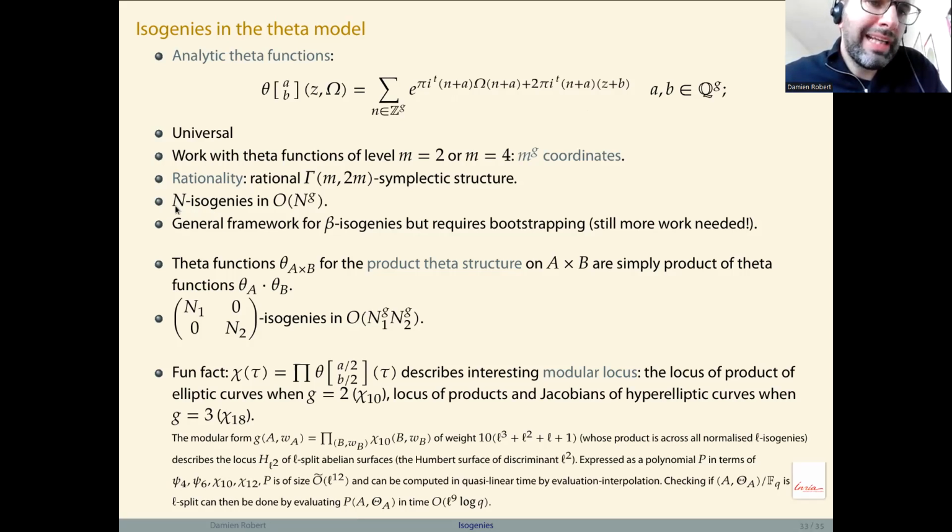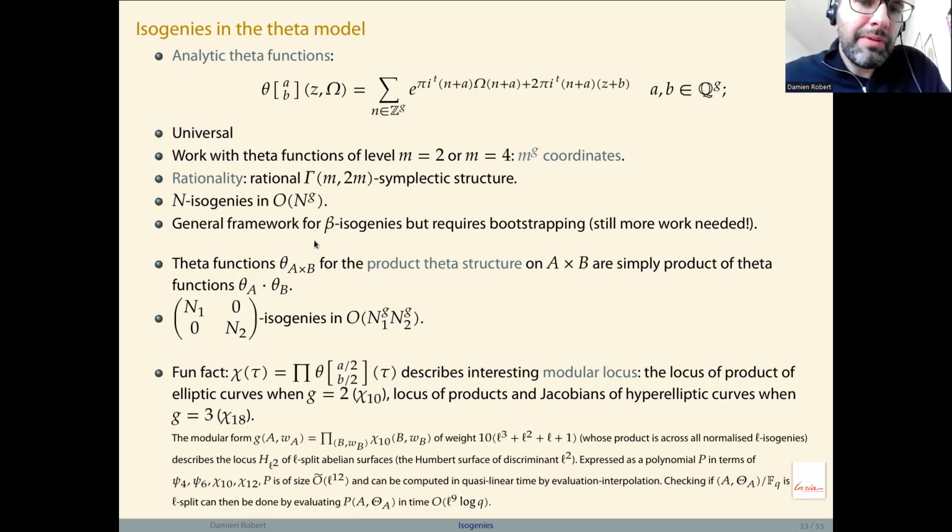We know how to compute an N-isogeny in O(N^g). We have a general framework to compute more general isogenies, but in practice the details are hard to get right, so to get an efficient algorithm is quite difficult. So in theory it works; in practice, it does not work quite so well.